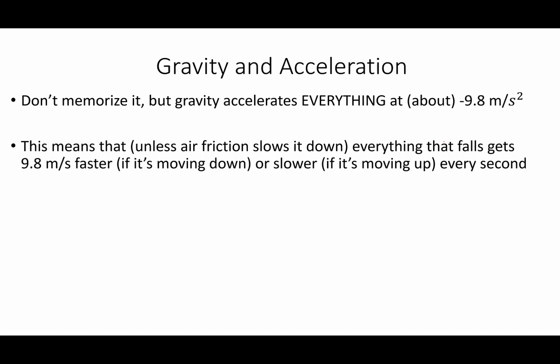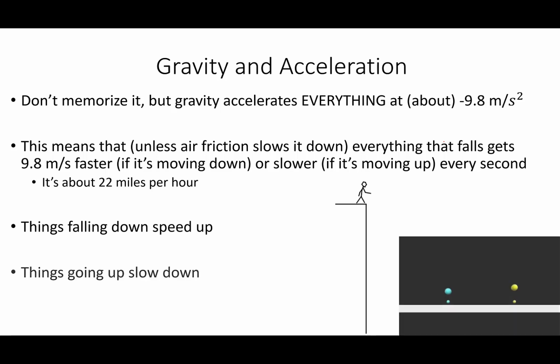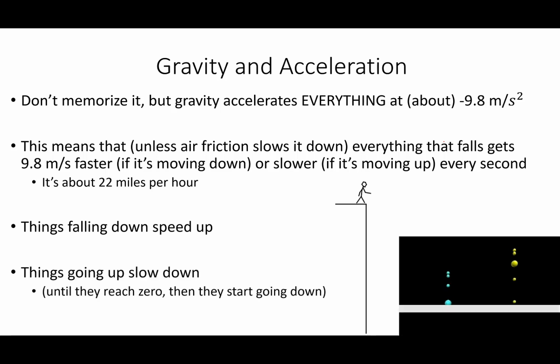degree. So this means that unless air friction slows it down, everything that falls gets 9.8 meters per second faster or slower every second, depending on if it's going with or against gravity. It's about 22 miles per hour. It's pretty fast. Things that are falling down speed up, and things that are going up slow down until they reach zero.